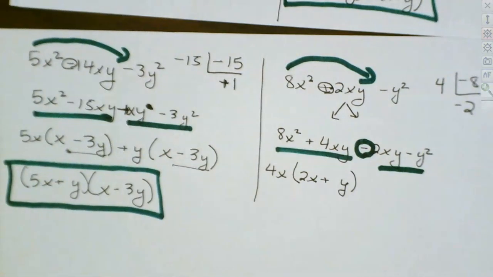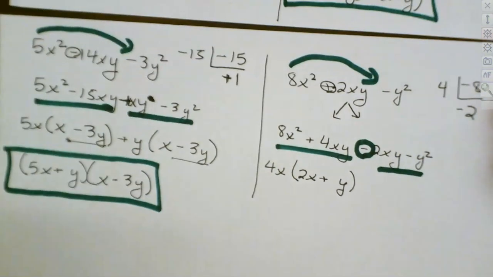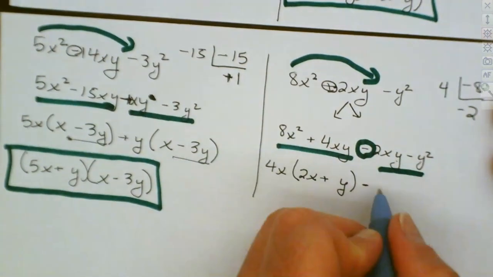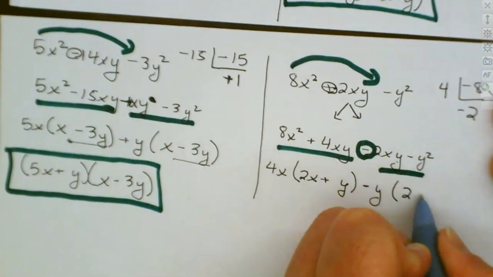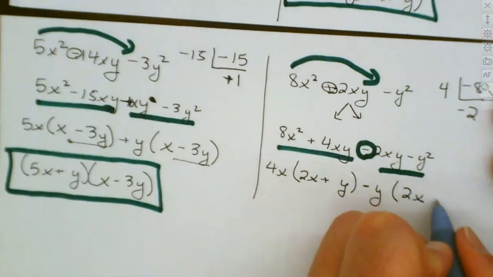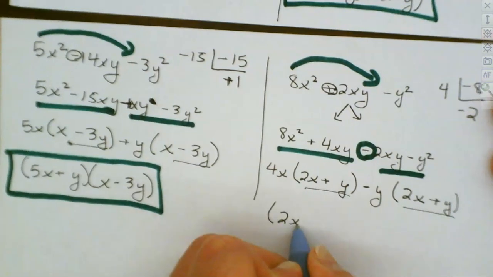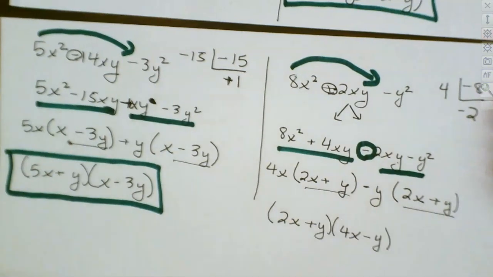What do we need to factor out of here? Well, let's look and see what we've got. These are both negative. We need them to be positive. So what can I factor out of here? To change our signs, I'm going to factor out a minus. And what variable do they have in common? They have a y in common. So I'm going to factor out a minus y. And that leaves me then with a 2x plus y. These are the same. So now we've got 2x plus y, 4x minus y.